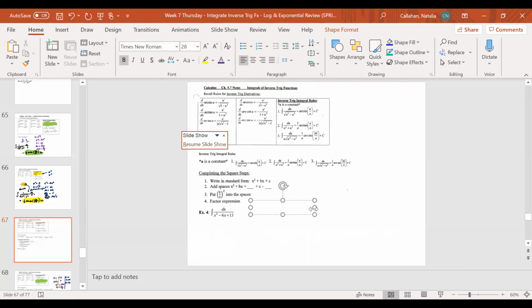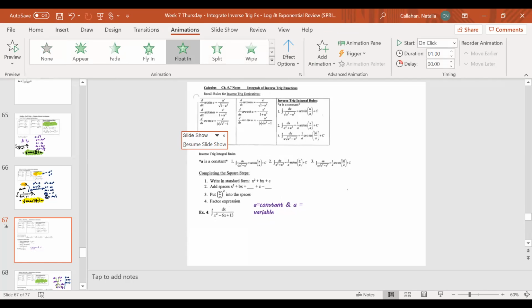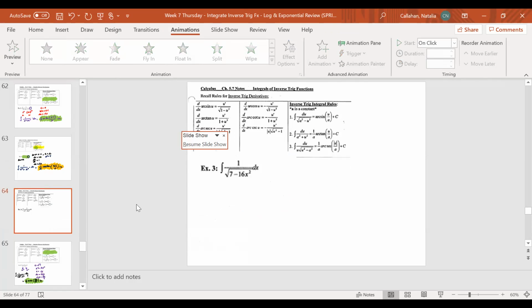Okay, we'll just put it over here. Let a equal constant. And u equals variable. Okay, so I'm going to go ahead and change this a little bit. We'll have that go ahead and float in. All right. And I'll make sure I post this here as well, so that way that gets understood.